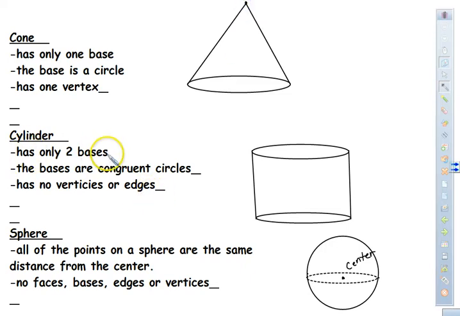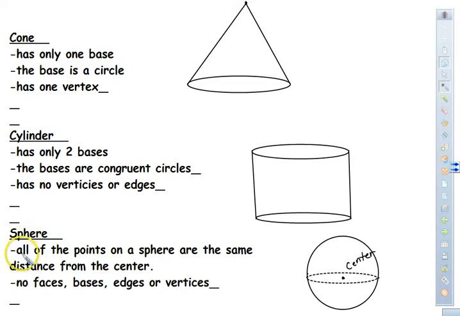A cylinder has two bases, the top and the bottom. The bases are congruent circles. They are equal to each other. And it has no vertices or edges. It doesn't have any. Okay, and you say, well, this has an edge. Yeah, it does when you're looking at it from a two-dimensional standpoint, but that is all round.